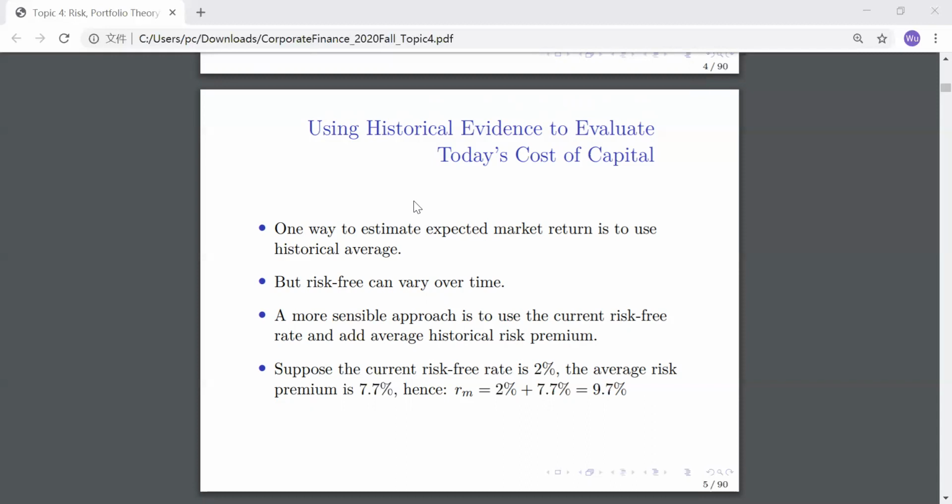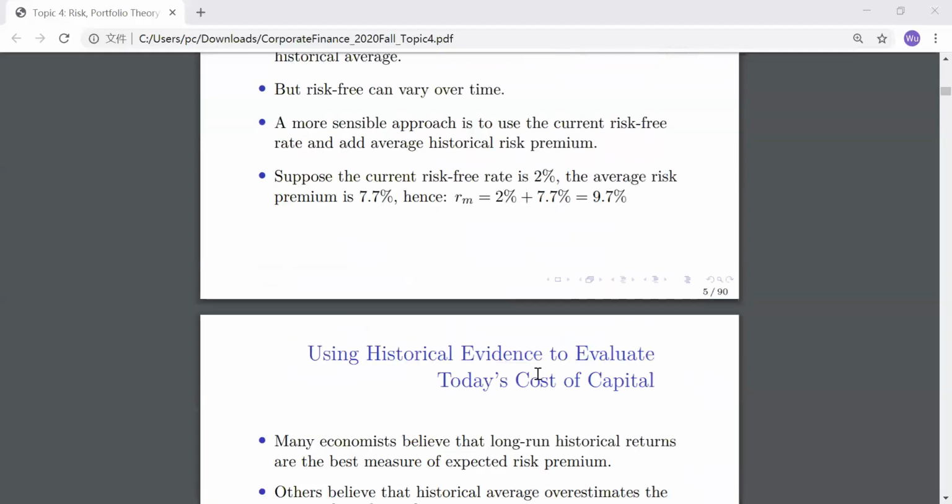So what is risk premium? Risk premium is basically the return minus the risk-free rate, right? So if you want to get the return, then it's going to be the risk-free rate plus the average risk premium. Suppose the risk-free rate is 2%, and the risk premium is 7.7%, then you get 9.7%. That is the market return.